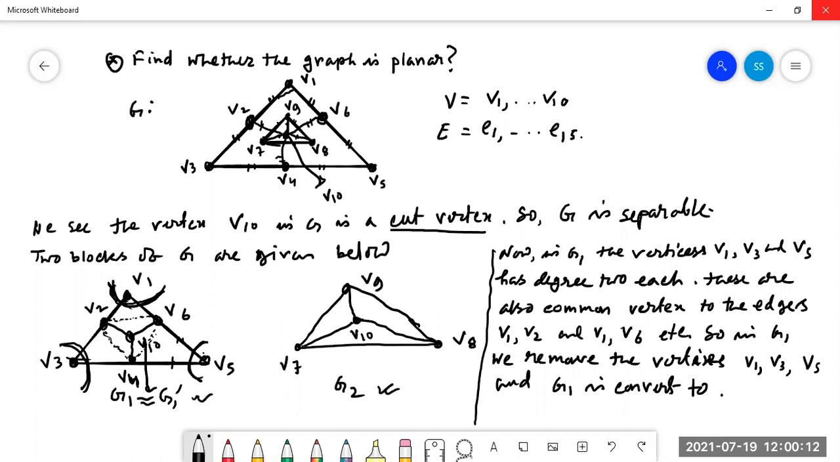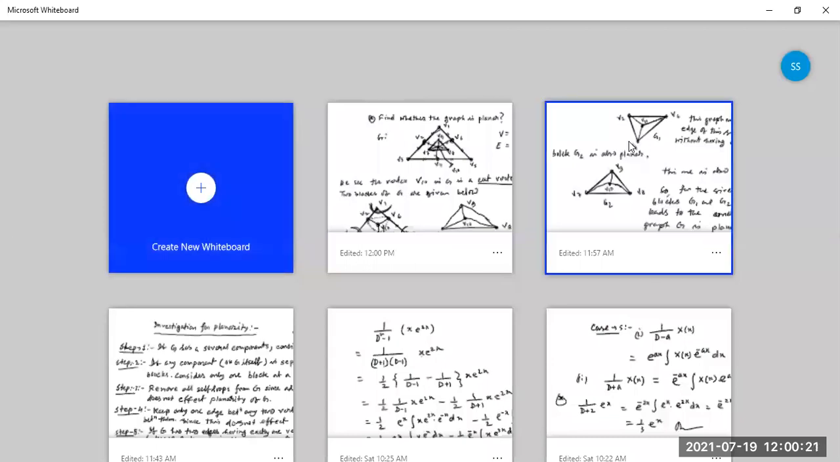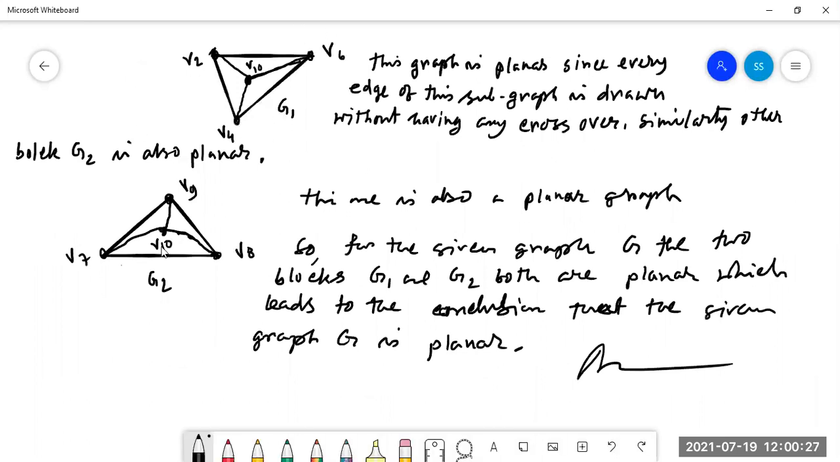Now we have proved that G1 dash is a planar graph, so G2 is also planar. Look at the next part. Here G1 dash and G2 both are equal. This graph is planar since every edge of this subgraph is drawn without any crossover of the edges. Similarly, the block G2 is also planar, because both are the same. So both of the blocks are planar. That means the given original graph is also planar. Is it clear? Yes sir, clear.